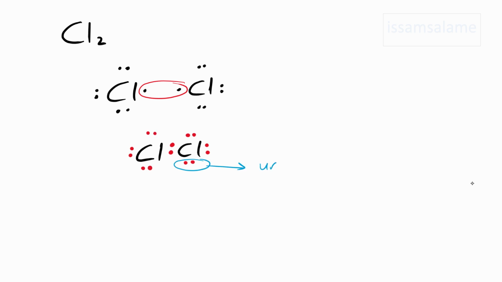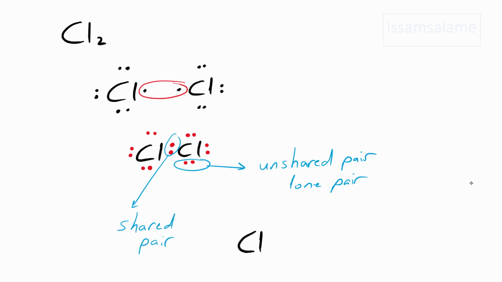This pair of electrons is called an unshared pair or lone pair, while this pair of electrons, which is shared between the 2 atoms, is called a shared pair, and usually it's represented by a long dash like this. Then we place the unshared dots like this.